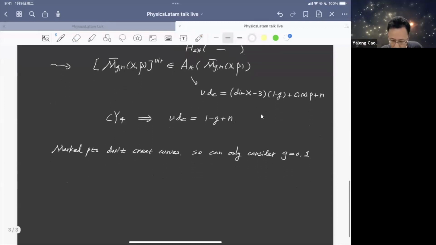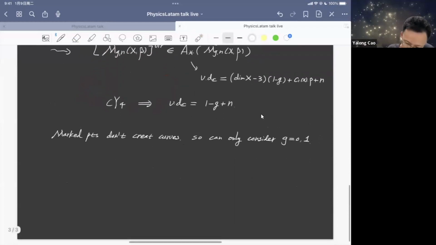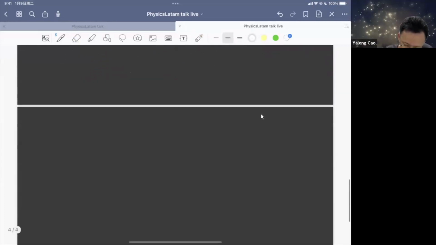Now we want to use these cycles to cook up some numbers. This comes to the definition of Gopakumar-Vafa invariants.